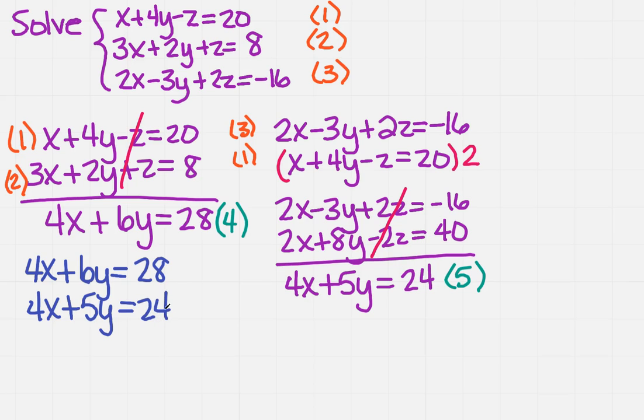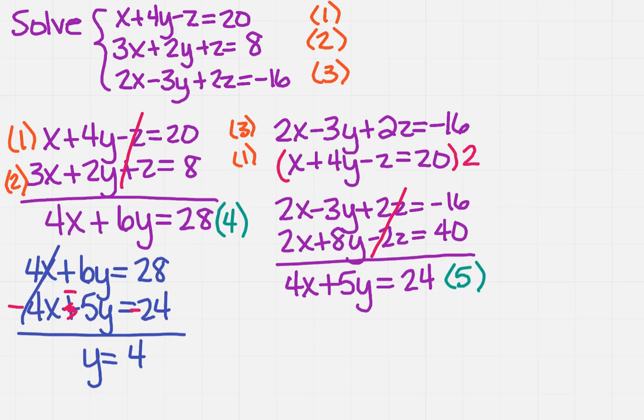Well, I notice on the x's that they both have the same coefficient. So they both have a 4. So I could just multiply one of them by a negative. So I'm going to multiply the second one by a negative. And then I'm going to add straight down. So the 4's are going to cancel. And I'm going to get y equals 4. How cool was that?